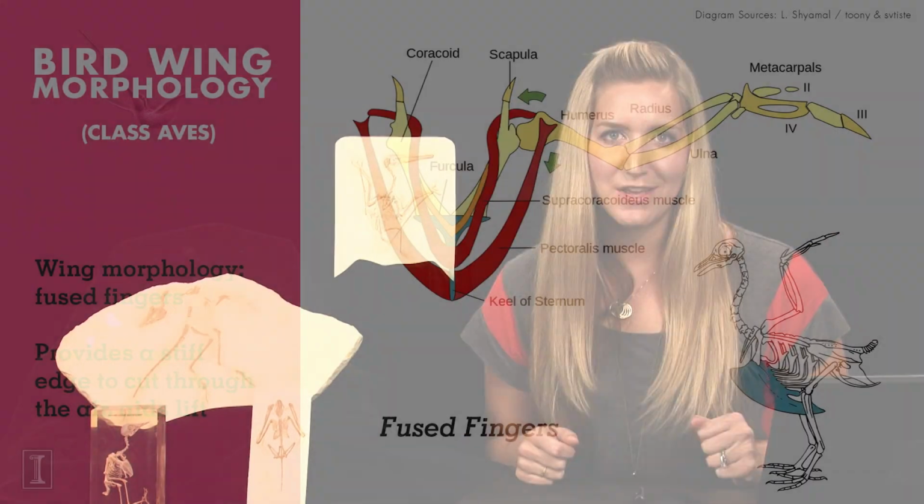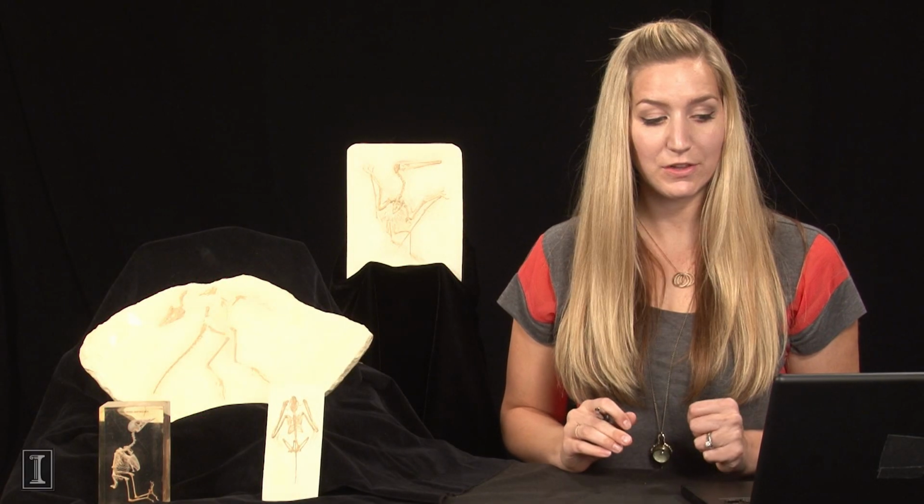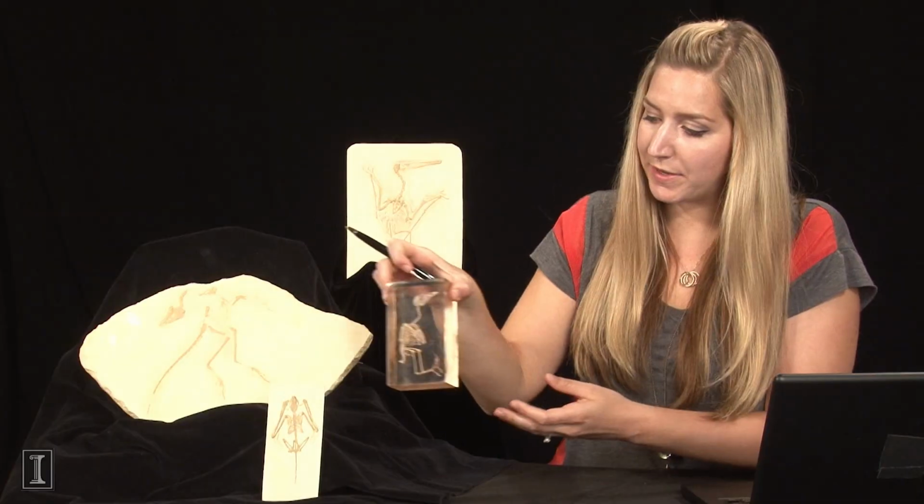Lastly, we want to dial into the wing morphology of the class Aves because we're using that to distinguish between the other two classes that have developed flight. The wing morphology of the birds is called fused fingers. Basically, the end of the upper arm has been fused together into a sturdy structure that would help cut through the air and provide a more aerodynamic structure for the wing. If we want to look at the morphologies and the characters a little bit more specifically of class Aves, we'll take a look at our sparrow specimen here.